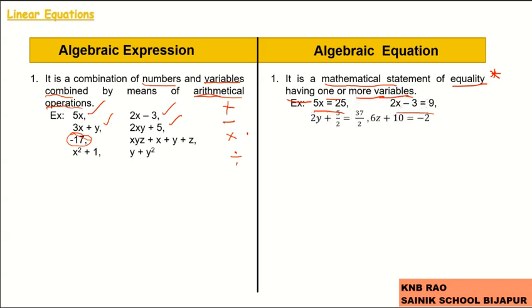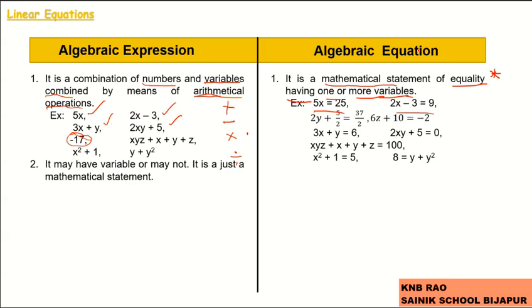Then, 2y plus 5 by 2 equals 37 by 2. 6z plus 10 equals minus 2. 3x plus y equals 6. 2xy plus 5 equals 0. xyz, which means x into y into z, plus x plus y plus z equals 100, is an equation. x square plus 1 equals 5 is an equation. 8 equals y plus y square is an equation.